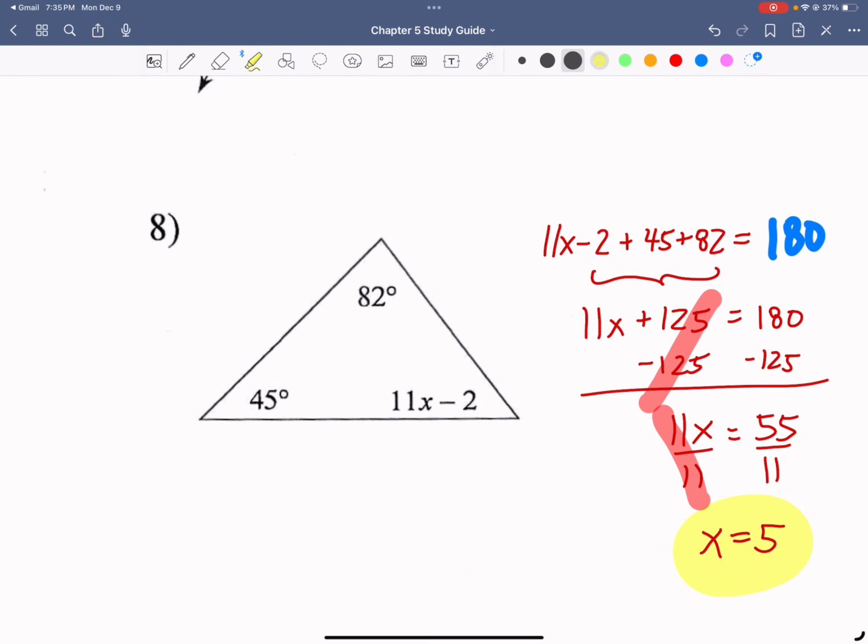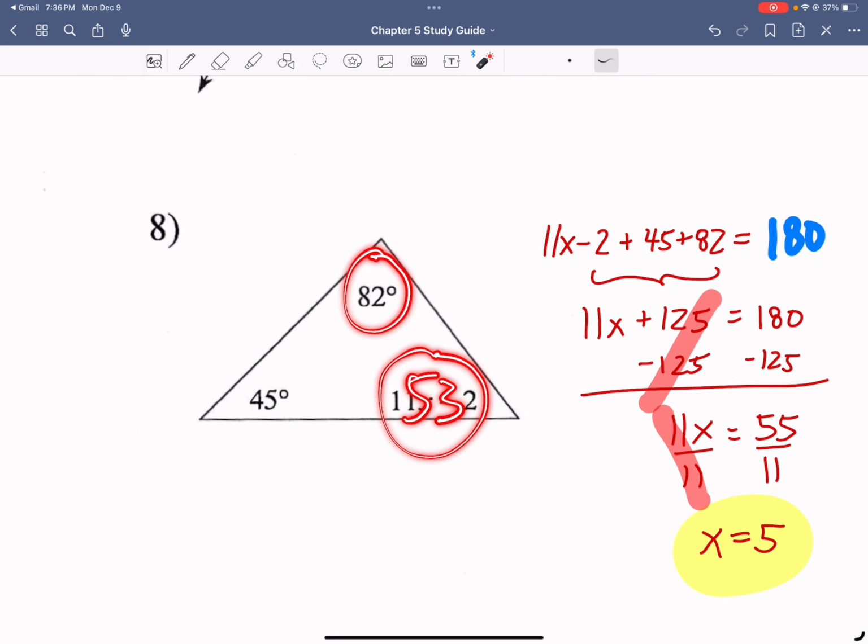Okay. And again, plug it in. That's going to give you 55. 55 minus 2 is 53. 53 plus 82, that's like 135. 135 plus 45 is going to give you 180. Trust me.